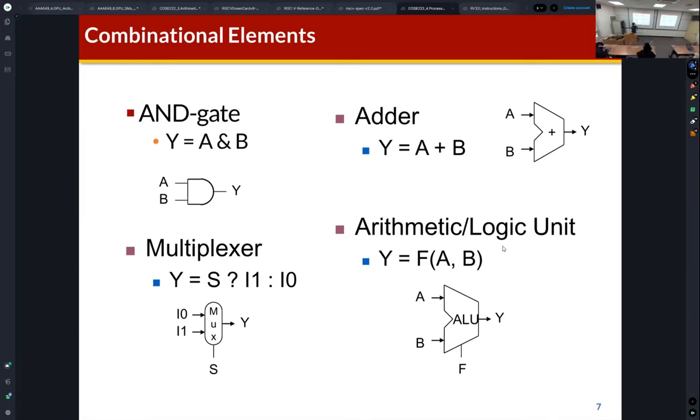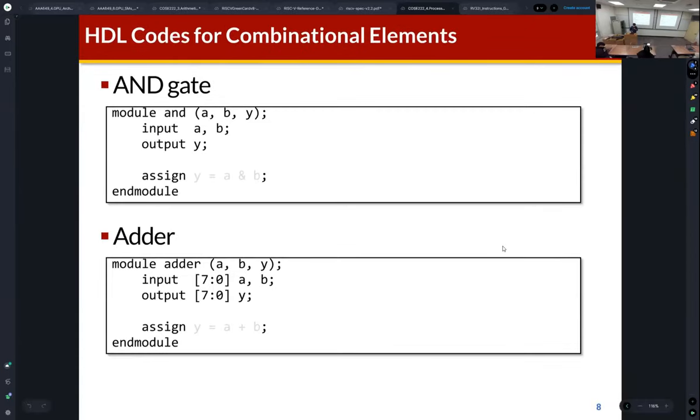So here are examples of combinational elements: the AND gate, adder, multiplexer, and then this is the ALU. Okay, we will learn about the ALU later. Then this is an example of Verilog code for a combinational element. This is the AND gate and this is the adder. This is very simple, right? The AND gate has two inputs and the output is Y. With the gray color, you can find Y equals A and B.